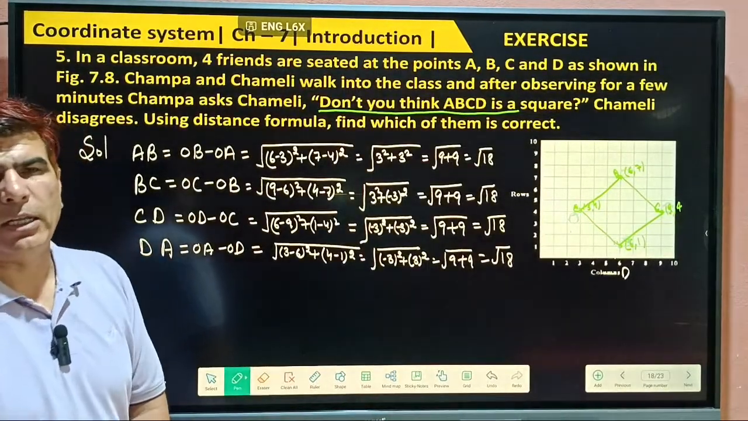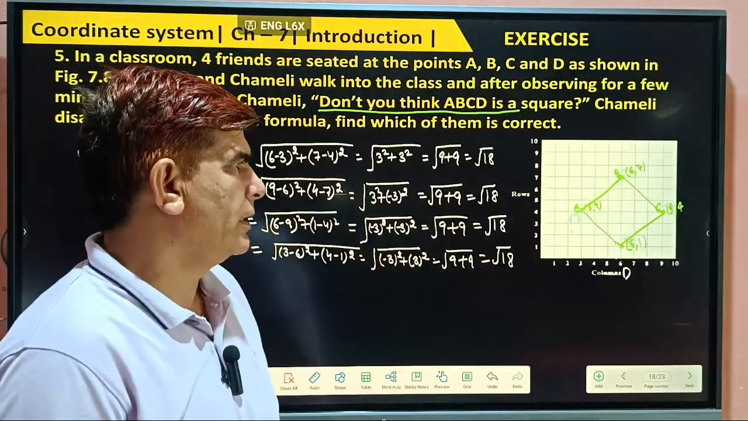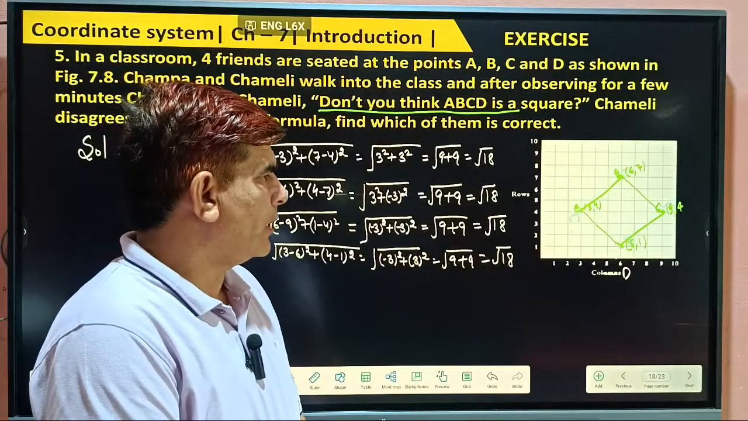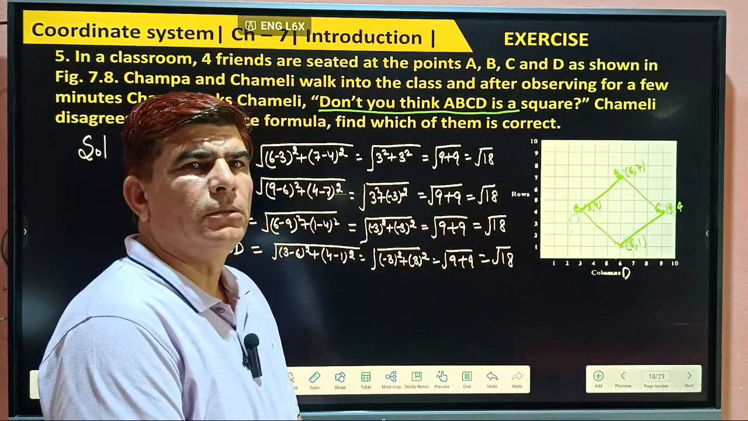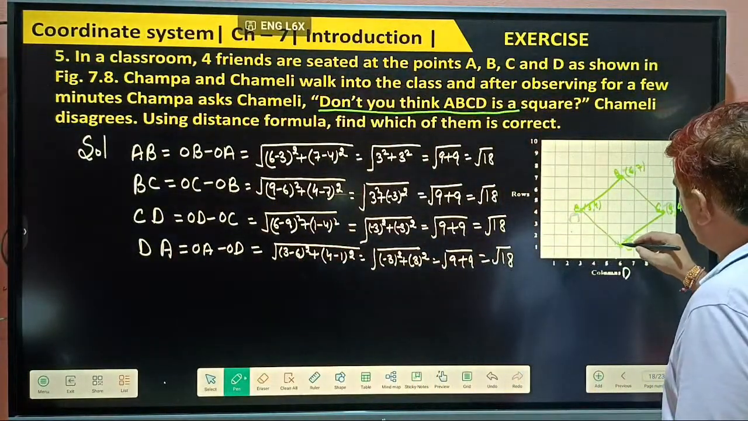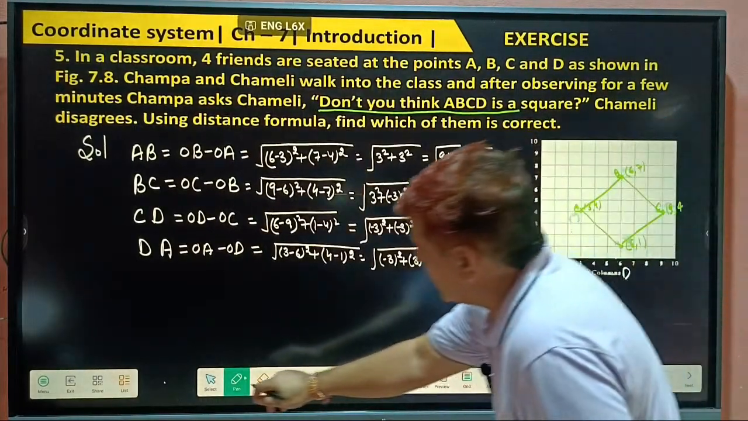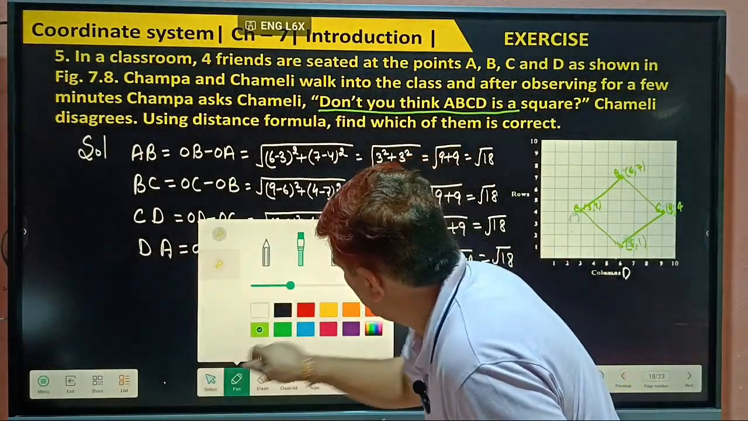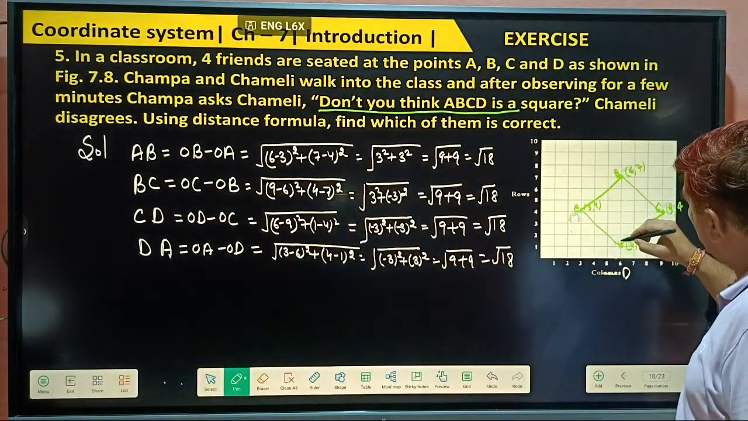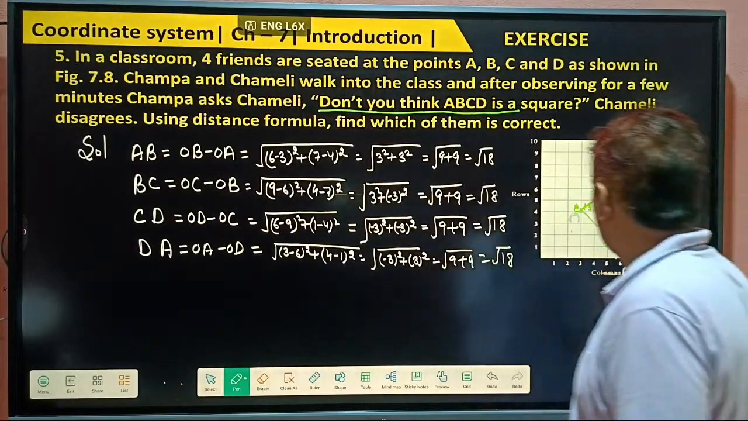So definitely we can say this is a quadrilateral. Either it is a rhombus or it is a square. So what can we find out? One way is this, we can find out this BD. We can find out this BD. So find out one time.